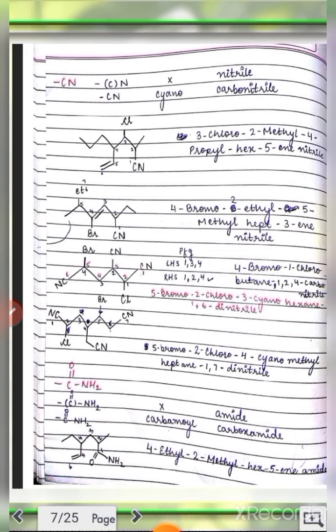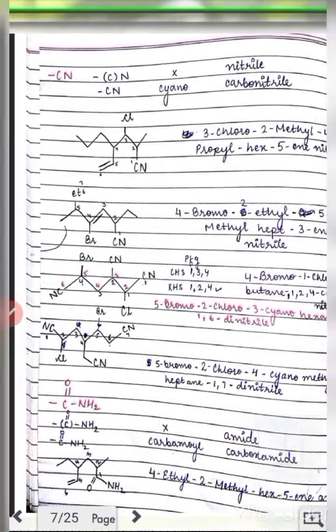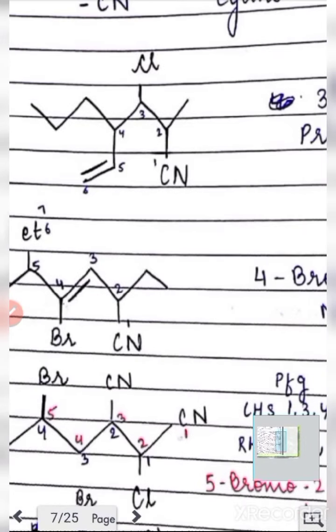Let's move on. Our next functional group is the CN group. When C is part of the carbon chain, then we use the suffix nitrile, and when it is not, then we use the suffix carbonitrile and the prefix cyano. So let us look into the example. First one is this.